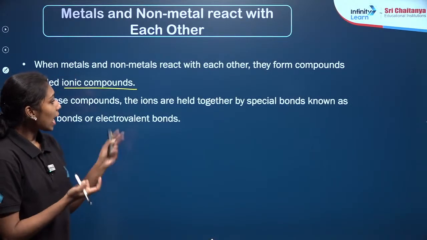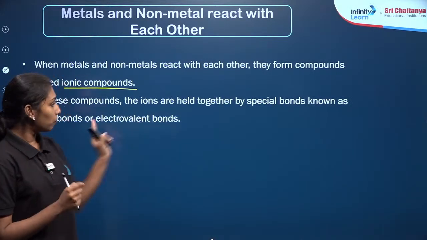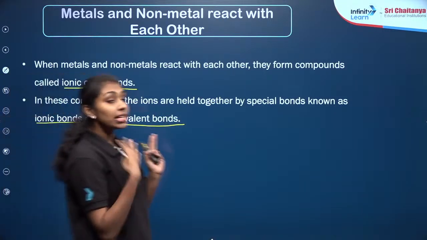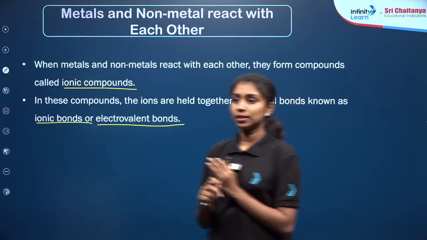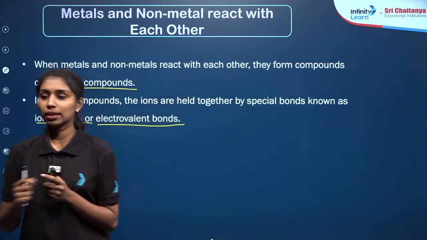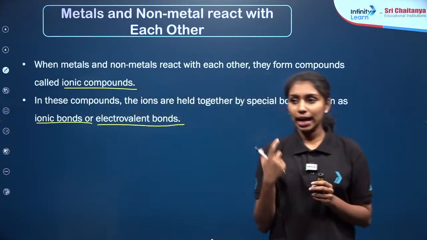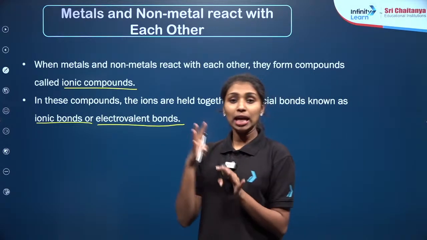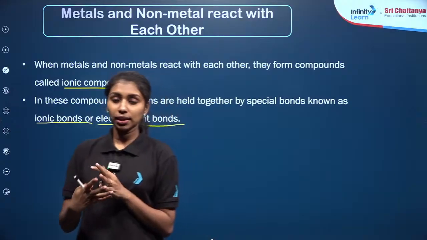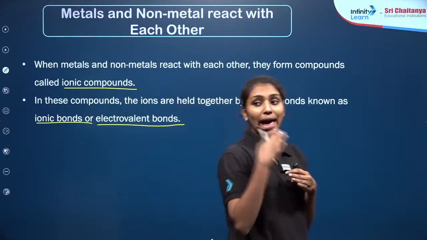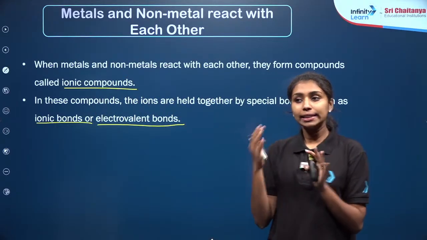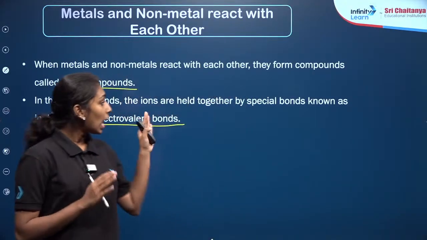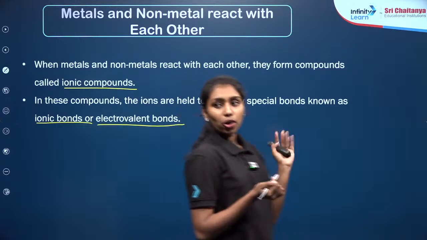In these compounds, the ions are held together by a special bond, known as the ionic bond or electrovalent bond. You must be studying this in detail in the chemical bonding chapter, I think the 4th chapter or so, about the ionic bond and covalent bond. So keep in mind that whenever metals and non-metals react together, metals have a tendency to lose electrons and non-metals have a tendency to accept electrons. They will form ionic compounds because of the formation of an ionic bond between them. I hope you understand.